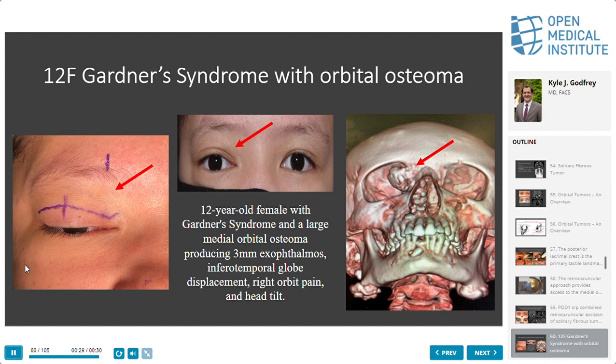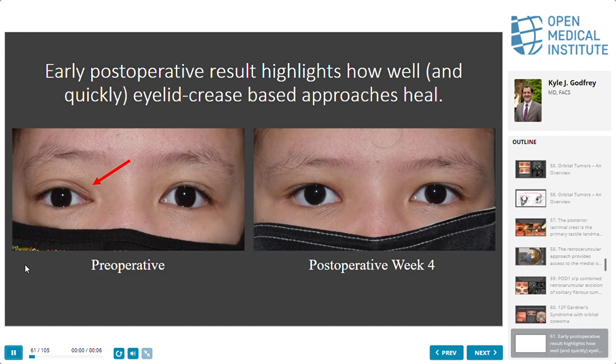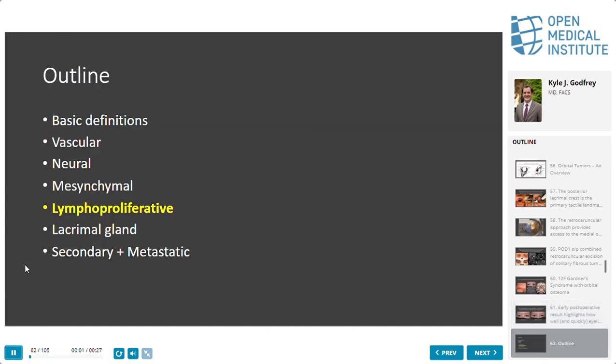So in this case, we actually utilized an eyelid crease incision to excise this. And just week 1 is what it did well. You can see her kind of realigning those two eyes. So the mesenchymal tumors, again, tend to be a little bit more rare.